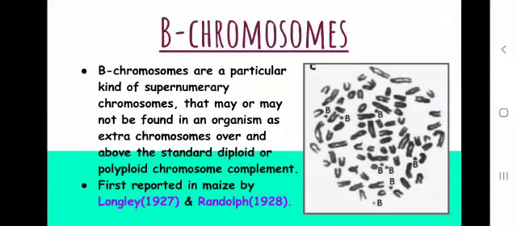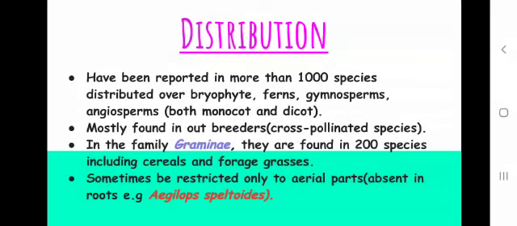Now, B chromosomes. B chromosomes are a particular kind of supernumerary chromosomes that may or may not be found in an organism as extra chromosomes over and above the standard diploid or polyploid chromosome complement. These were first reported in maize by Longley in 1927 and Randolph in 1928.